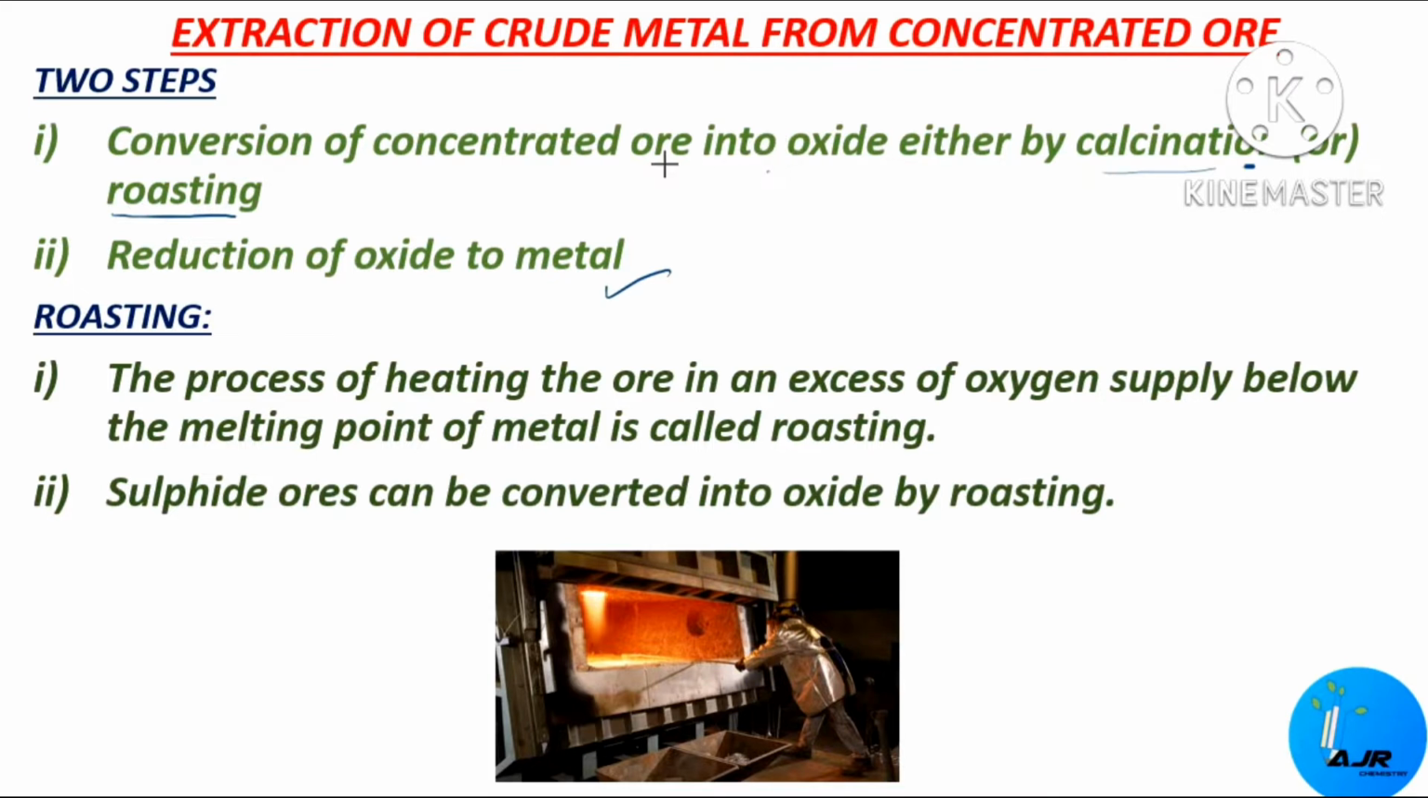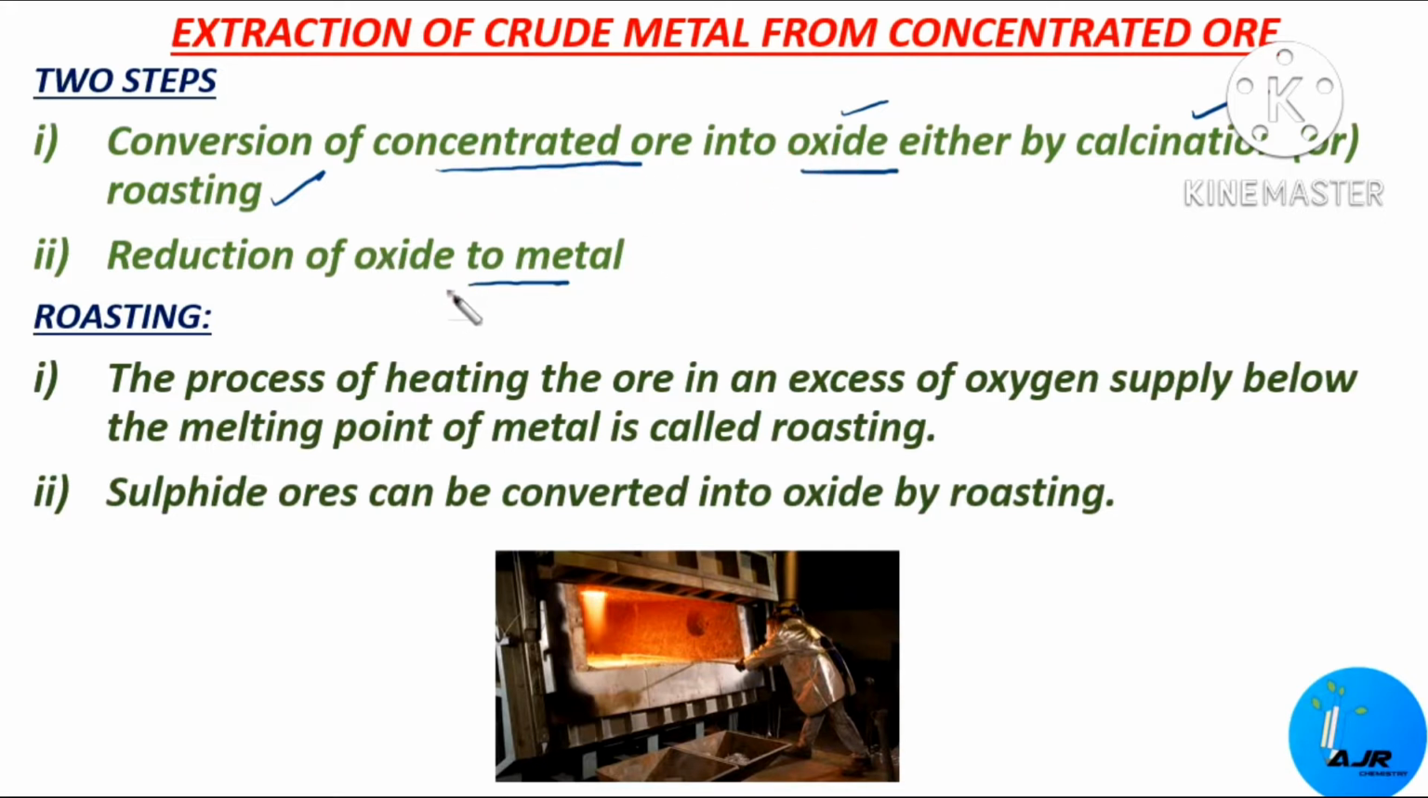Okay, in the first step, we are converting the concentrated ore into oxide either by calcination or by roasting. And the second step is the reduction of the oxide to metal. So why is this done? Why this conversion of the concentrated ore into oxide is done is because reduction of oxide is easier when compared to reduction of either the compound of the metal or the metal itself. Hence, before reduction, the ore is first converted into oxide of the metal of interest. Understood, students? Why the concentrated ore is converted to oxide?